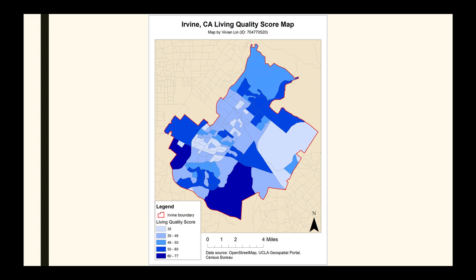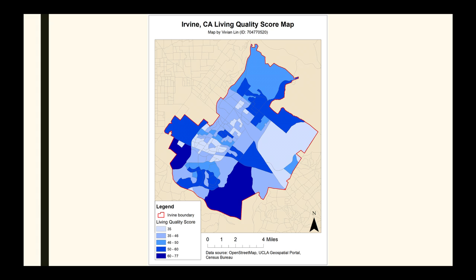Finally, for the final map of living quality index, all the scores of the block groups from the 4 criteria are added together to create a final living quality score. This is done by creating a separate attribute field called final score and using the field calculator to assign the values by adding all 4 scores from the 4 criteria together. The final map provides a good index of living quality.